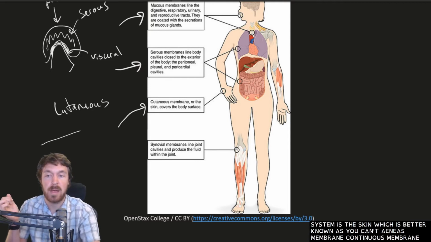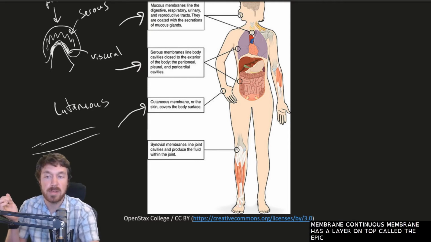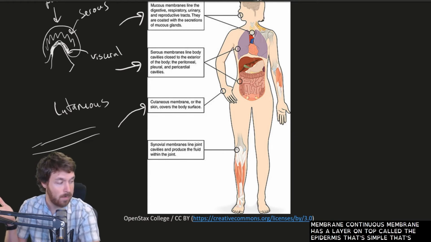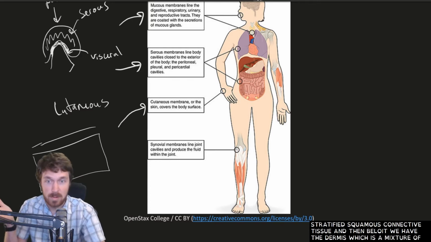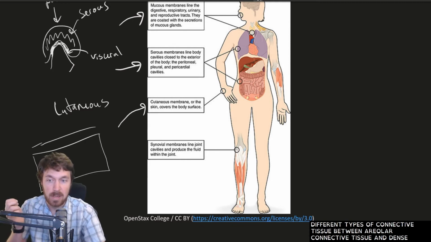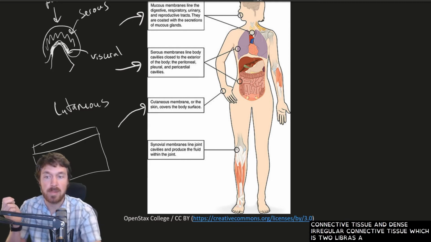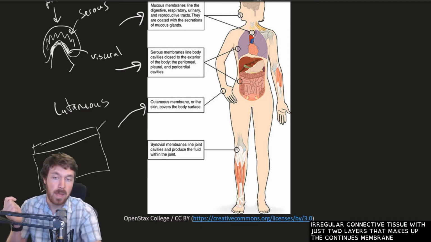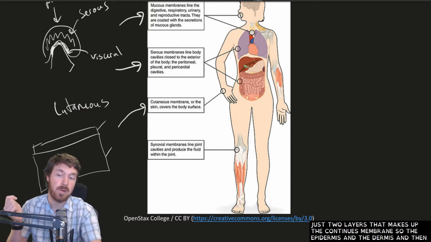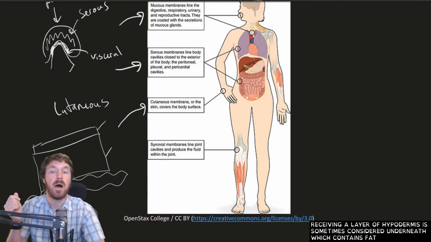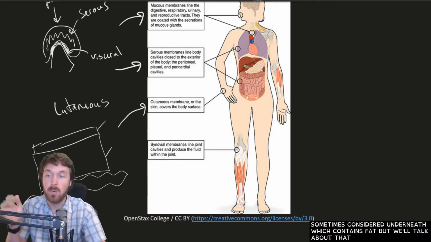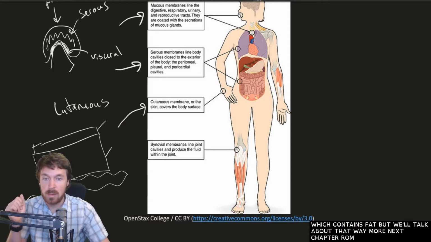Cutaneous membrane has a layer on top called the epidermis. That's stratified squamous epithelial tissue. And then below it, we have the dermis, which is a mixture of different types of connective tissue between areolar connective tissue and dense irregular connective tissue. But there's 2 layers that make up the cutaneous membrane, so the epidermis and the dermis. And then there's even a layer of hypodermis that's sometimes considered underneath, which contains fat. But we'll talk about that way more next chapter when we go over the integumentary system.